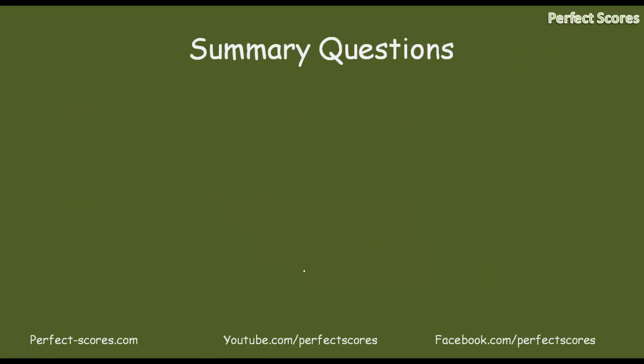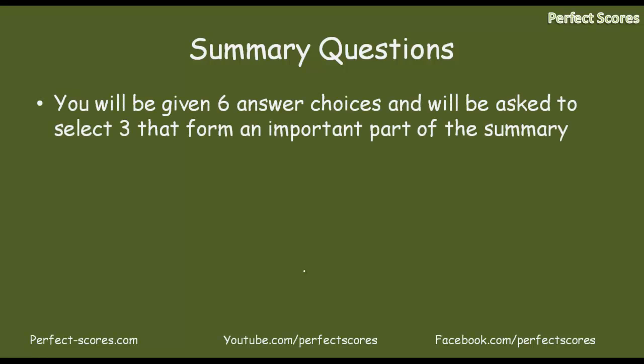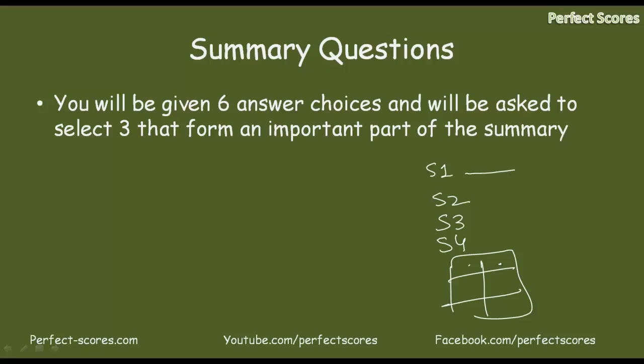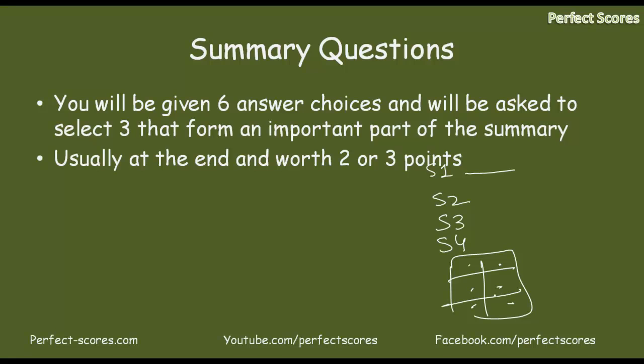The next is a summary question, which is usually the last question of a passage. You'll be given 6 answer choices and will be asked to select 3 that form an important part of the summary. Now usually sentence 1 of the summary is given to you. You need to find sentence 2, sentence 3 and sentence 4, and for that you are given 6 answer choices. You have to select 3 of them. Now partial marking is available, so let's suppose you do only 1 correct or 2 correct, you will get some marks. Usually it's at the end and it's worth 2 or 3 points, and partial marking exists.